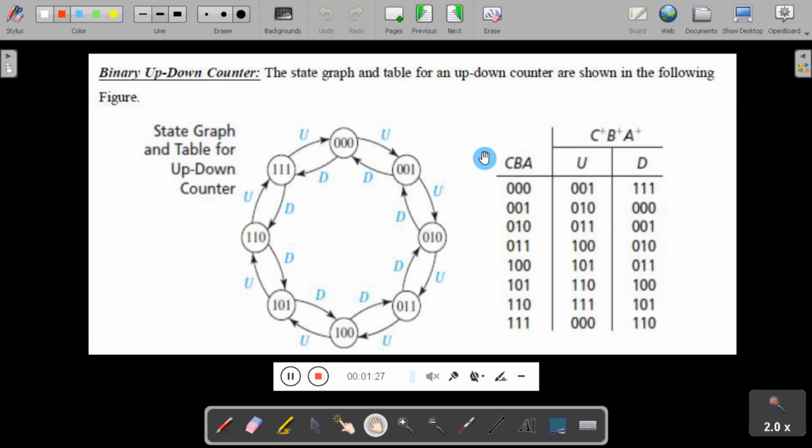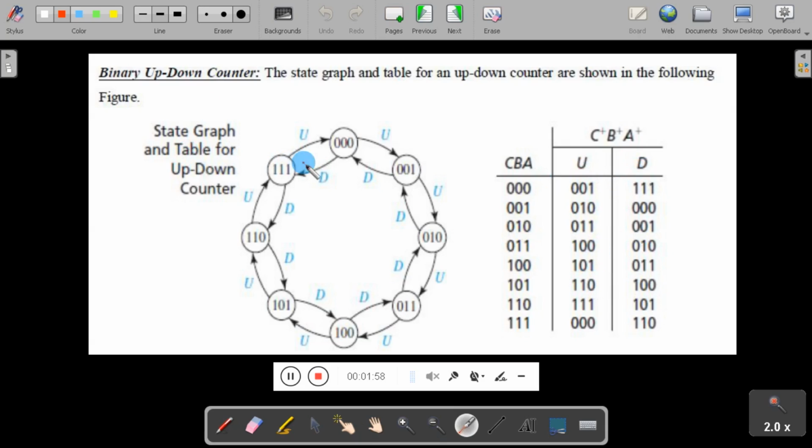In this session we will see binary up-down counter. So binary up-down counter is the counter which counts in both up direction as well as down direction. In order to design binary up-down counter, we need two control signals. One control signal is U; when this control signal is enabled, the counter will count in the upward direction. The other control signal is D. When this control signal is enabled, the counter counts in the downward direction.